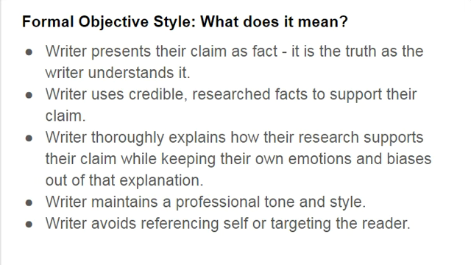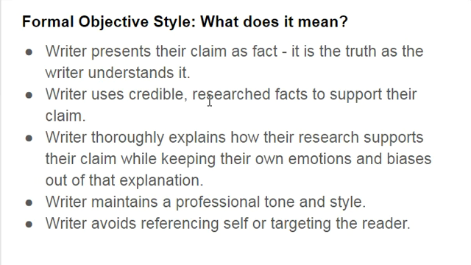Alright, so first, before we can discuss how to implement a formal objective style, we have to discuss what it means, okay? Well, here are a few points about formal objective style and what it means. One, the writer presents their claim as fact. It is the truth as the writer understands it. And I'll explain this further when I start to go through examples in this slideshow.